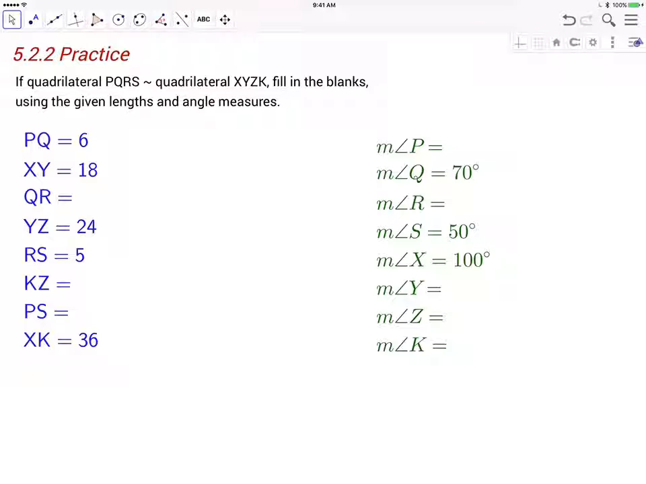First thing you're going to do is try to sketch out these quadrilaterals, and remember, they don't need to be perfect. They just need to line up. Okay, pause. Okay, welcome back. Here we go.